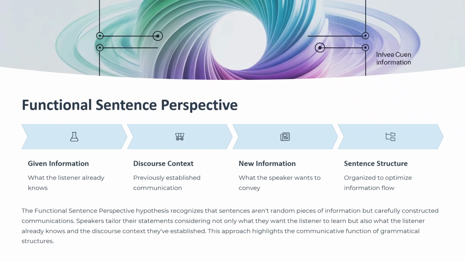The functional sentence perspective hypothesis recognizes that sentences aren't random pieces of information, but carefully constructed communications. Speakers tailor their statements considering not only what they want the listener to learn, but also what the listener already knows, and the discourse context they have established. This approach highlights the communicative function of grammatical structures.